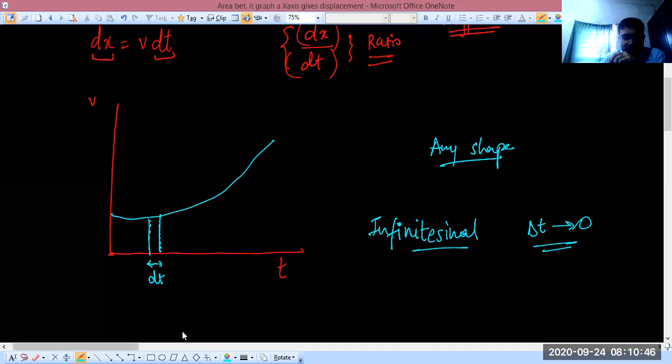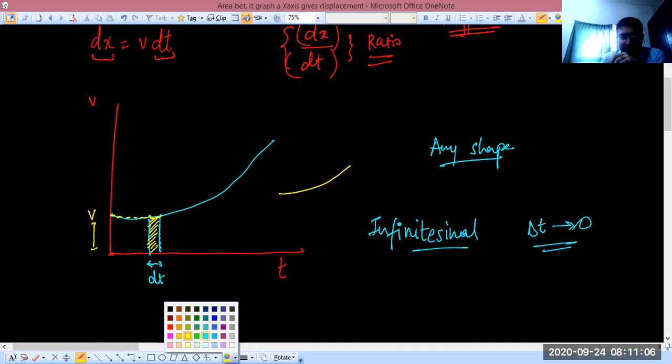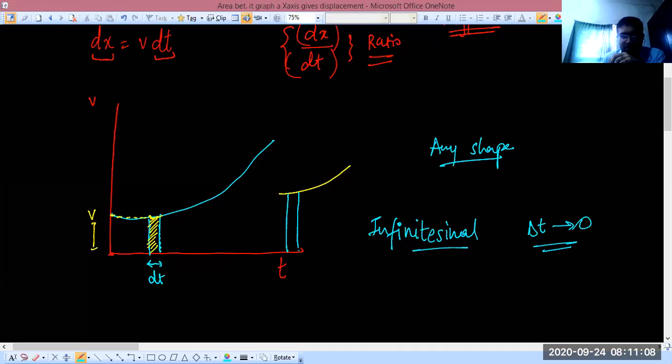And of course, this height is v, the velocity at that time. Do you see it makes something like a rectangle? It is almost a rectangle. I understand that this graph is a curve, and a rectangle does not have a curved edge like this. But don't forget that as you make this small, the curve will appear to be like a straight line. Think about what I'm saying. You can see that this almost becomes a rectangle.